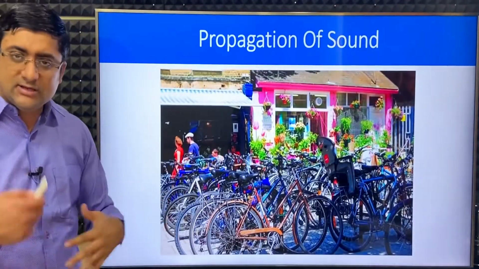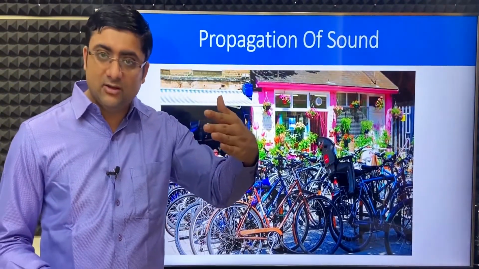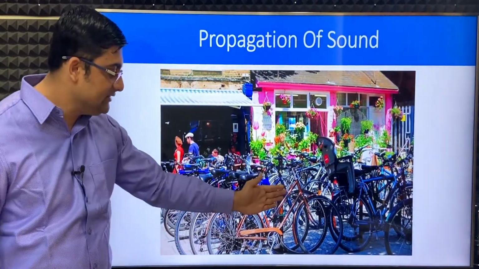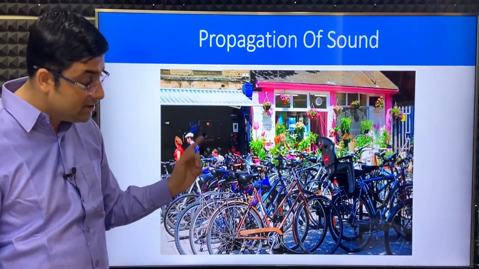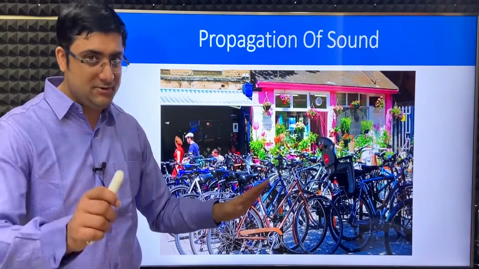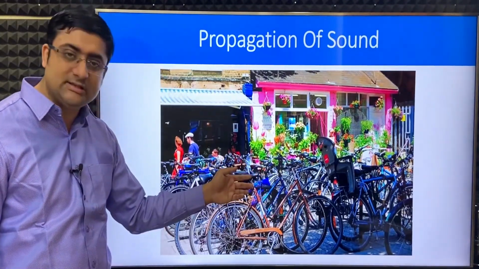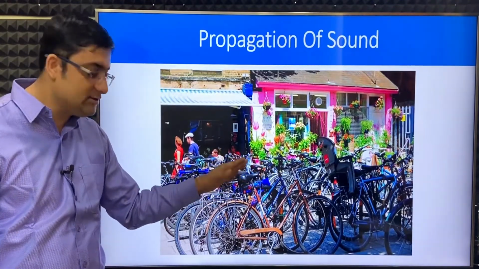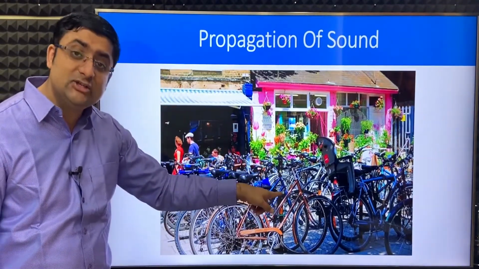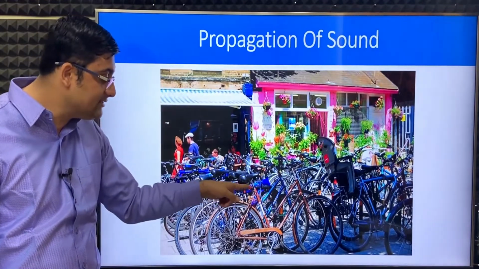Next guys, to understand the concept of how vibrations are being carried forward, look at this picture over here. These cycles are parked one behind the other. Now let's say we kick this cycle over here. Please don't do that. Let's say you kick this cycle over here. What will happen? This cycle will fall on this cycle, because of which this will fall on the other, and so on. So though you're kicking just one cycle over here, all these cycles will fall.